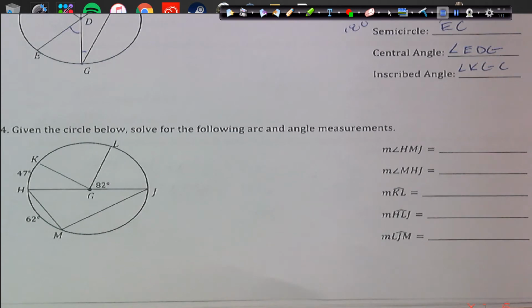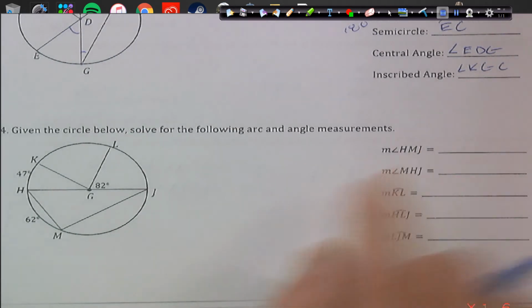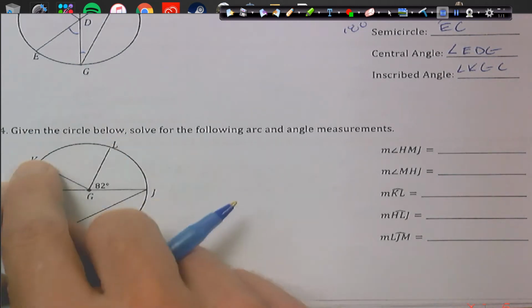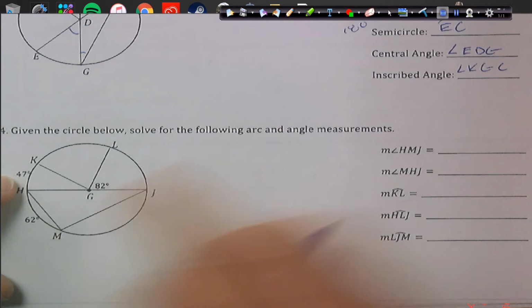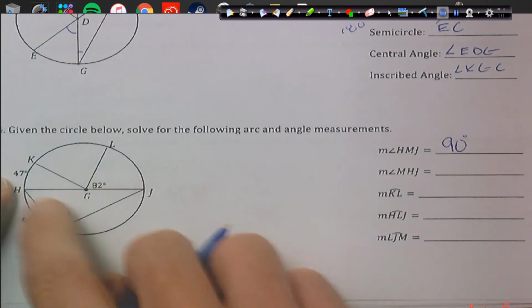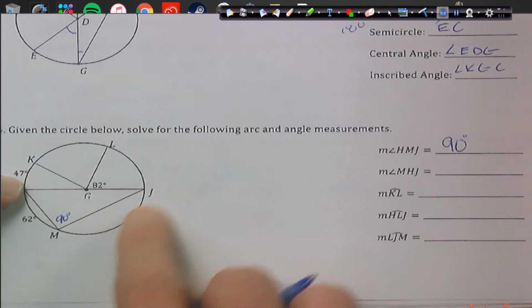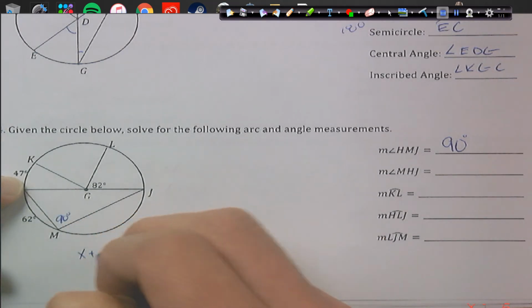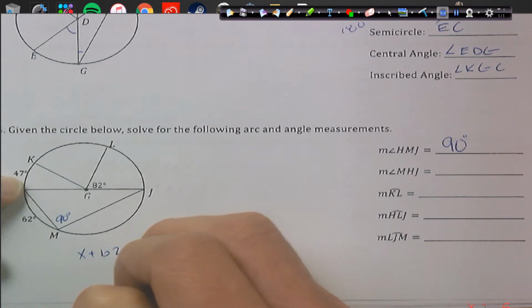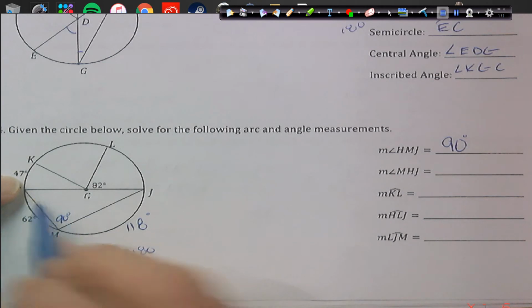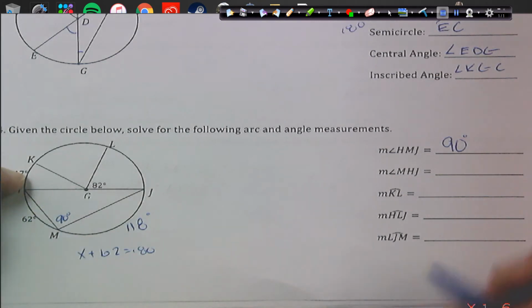All right, so let's find everything in here. HMJ, notice it opens up to half of a circle, so this is 180 over here because that's the diameter, so this is going to be half of that. Inscribed angles are half. MHJ is this angle over here. Well, I can find MJ, this arc, by doing x plus 62 equals 180. That's going to give me 118 for this, and then that's going to be half of 118, which is going to be 59.